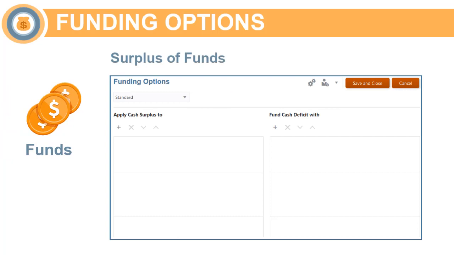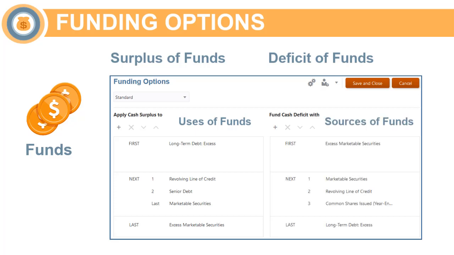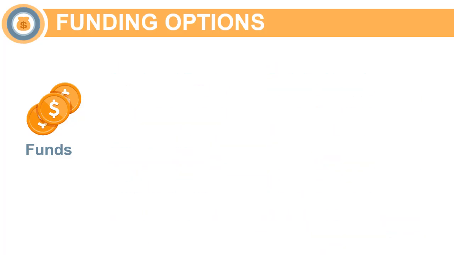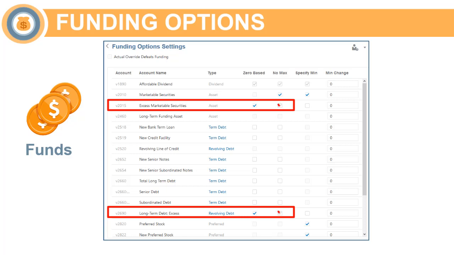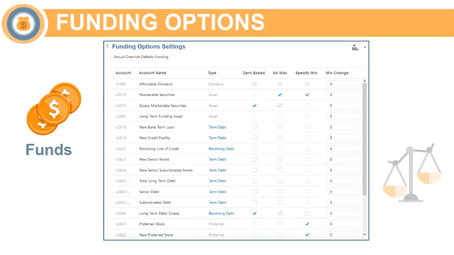With a surplus of funds, find available uses of funds to balance. With a deficit of funds, find available sources of funds to balance. In order to guarantee that balancing can succeed, a model must provide at least one source and one use of funds that has no maximum value, and that can provide as large of a funding source or as large of a funding use as is required to balance.